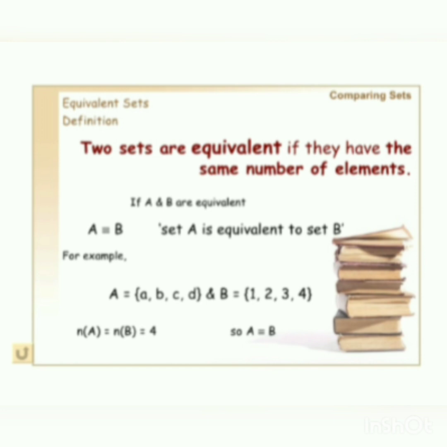Equivalent set means same number of elements. Here is the definition given. Two sets are equivalent if they have the same number of elements. For example, you can see at the bottom a set A is equal to {A, B, C, D} and B is equal to {1, 2, 3, 4}. Students, set A has 4 elements, and set B also has 4. Both the sets have the same number of elements, so we can say these sets are equivalent sets.